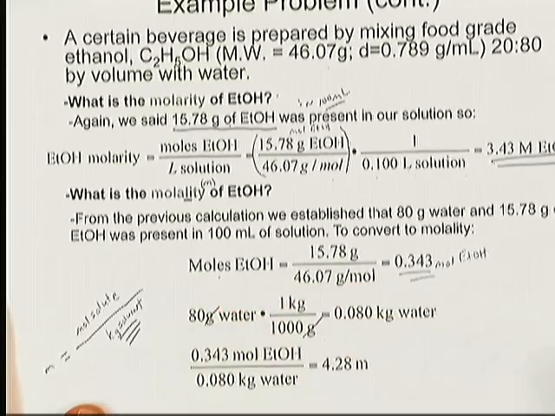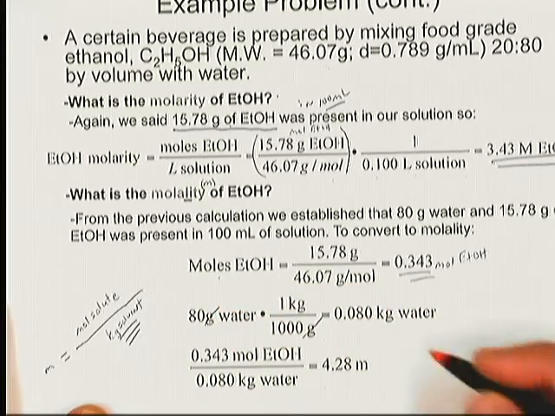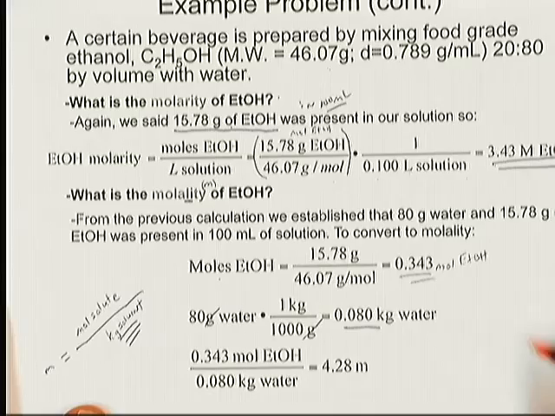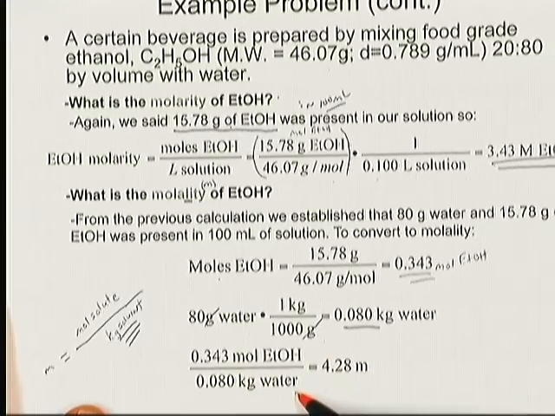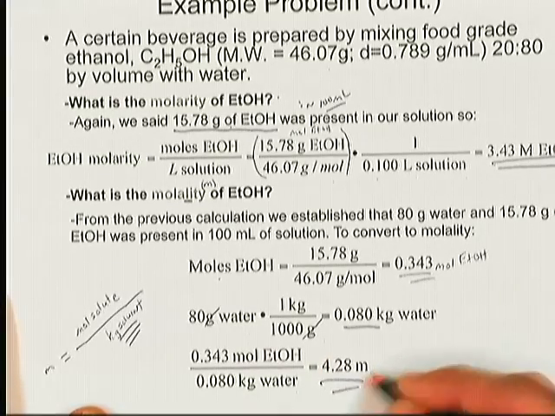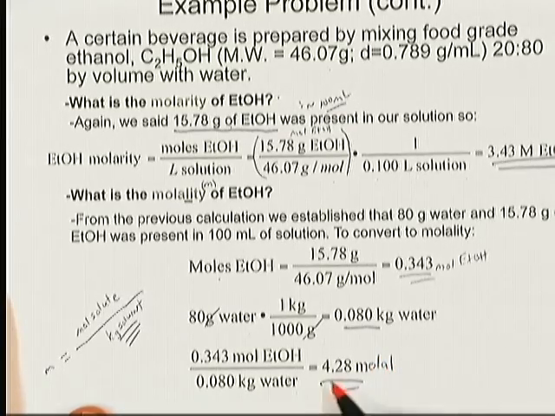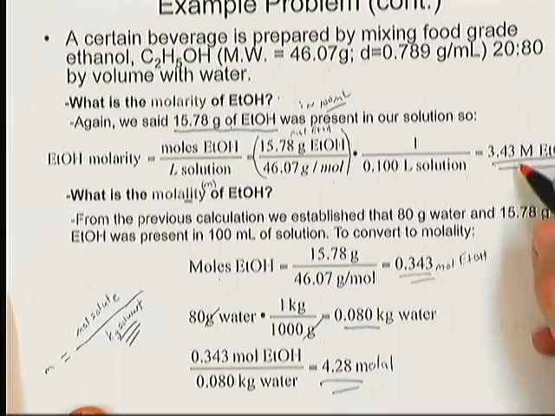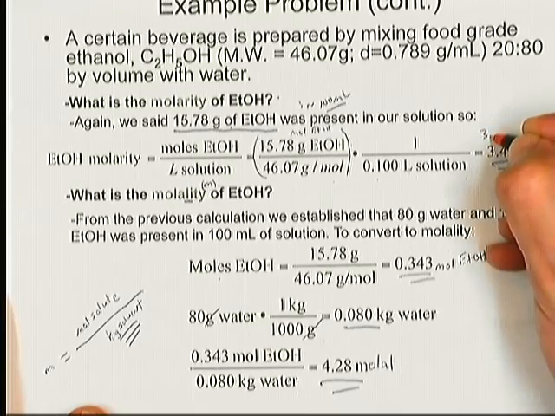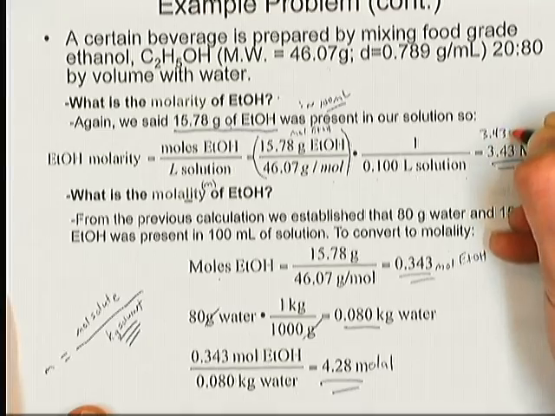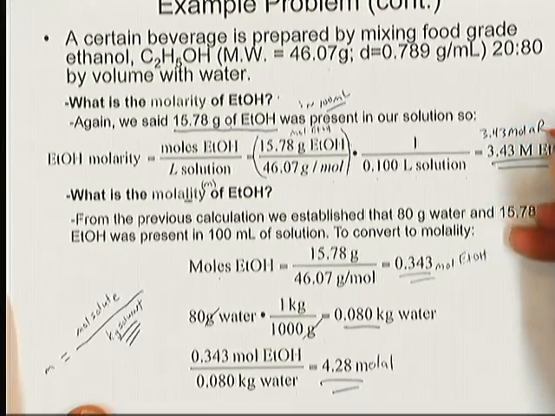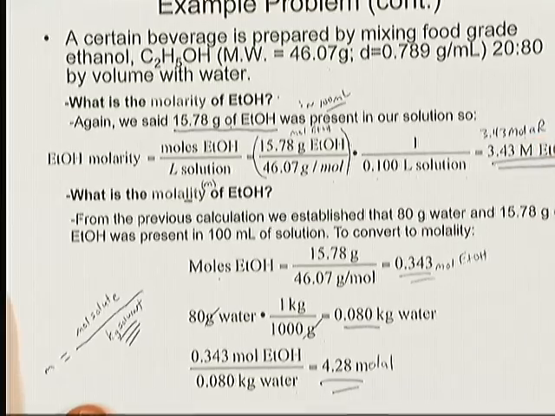I convert to kilograms by doing the division, and I find that is my number of kilograms. In the last step, I take my number of moles of ethanol and divide it by my kilograms of solvent, and found that my molality is 4.28. If I wanted to say that in words, I could say it's 4.28 molal. If I wanted to say this in words for molarity, with the R, I'd say it's 3.43 molar. That's how we would describe it in words.